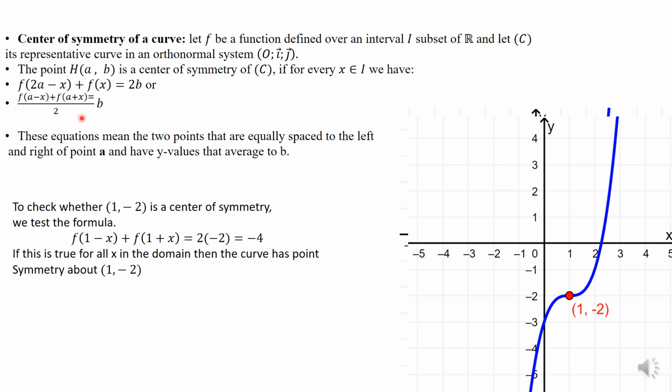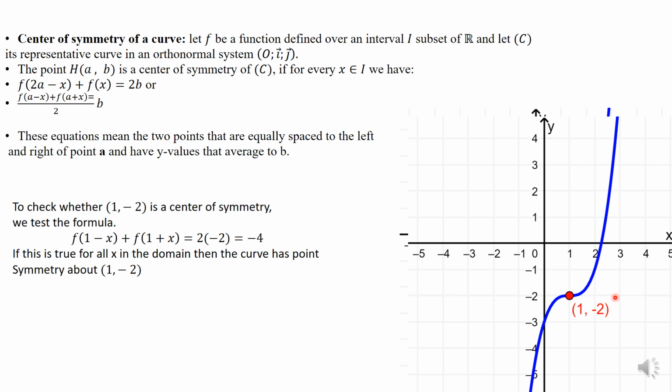What do these equations mean? These two equations mean that the 2 points are equally spaced to the left and right of point a and have y values that average to b. To understand it more, let's look at the figure. Think of the point (1, negative 2) as the pivot point of the entire curve. What do we mean? If we take the whole curve and rotate it 180 degrees around the point (1, negative 2), the left side will overlap perfectly to the right side. So this side will be up and this side will be down.